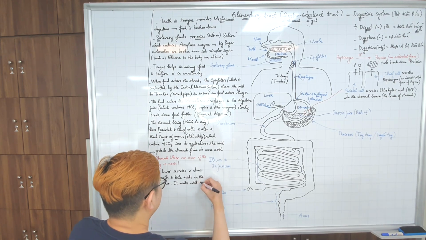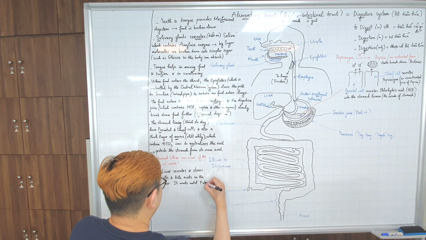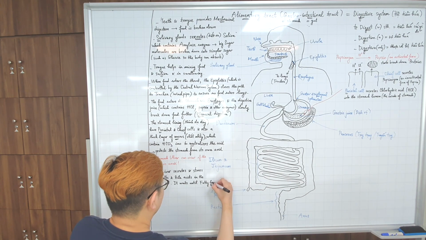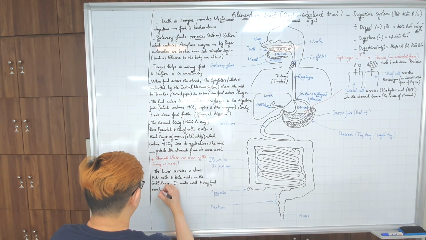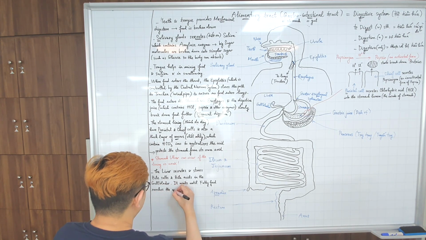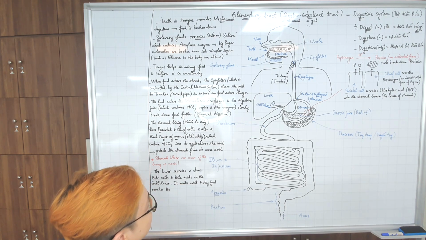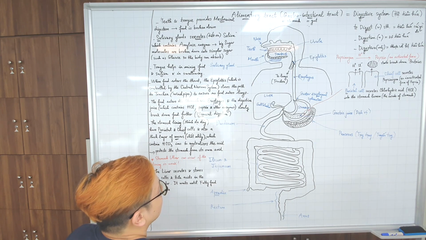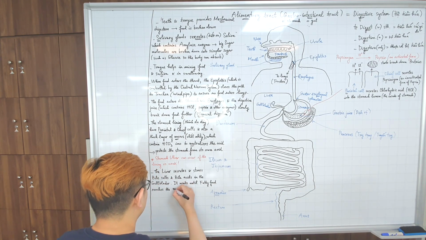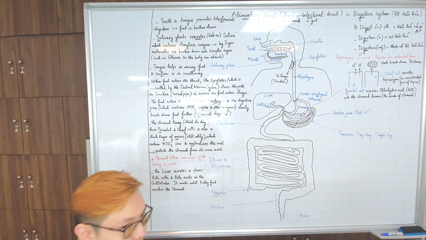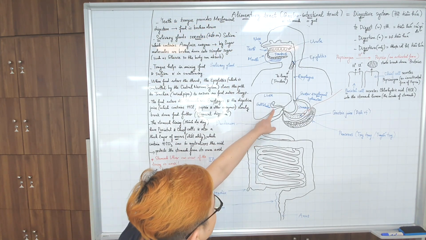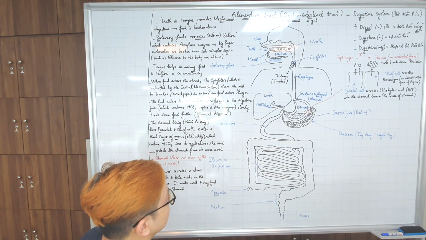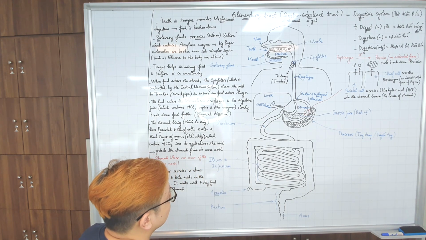It waits until fatty food reaches the stomach. Nó chờ cho đến khi mà cái đồ ăn béo nó tới được cái dạ dày nha. So basically, when fatty food reaches the stomach, they will empty their content into the duodenum. Okay.